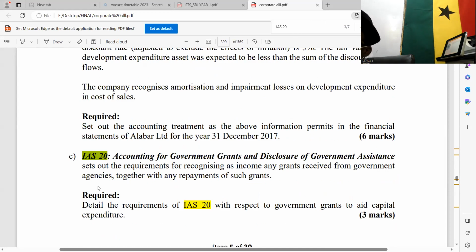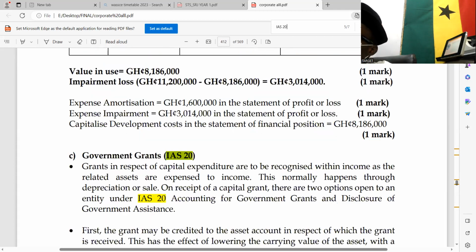First question on the list. This is a corporate reporting exam question. Detail the requirements of IAS 20 in respect of government grant aid for capital expenditure. Capital expenditure, that's a capital grant. There are 2 treatments. Either you select the deferred credit or deductive approach. That's all. Then you explain how you should treat them. I don't think this is a problem. So don't worry. Let's move on to the question I'm looking for.